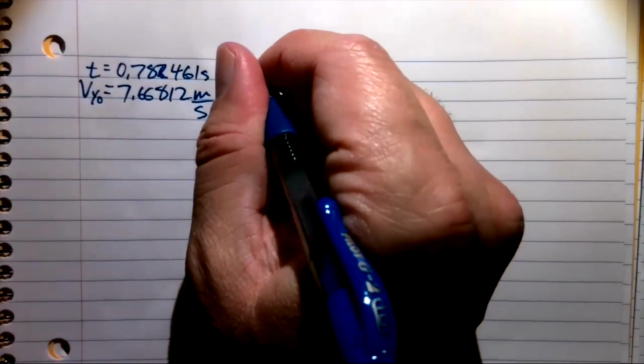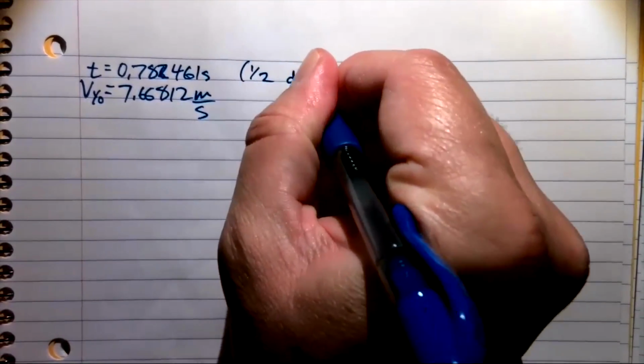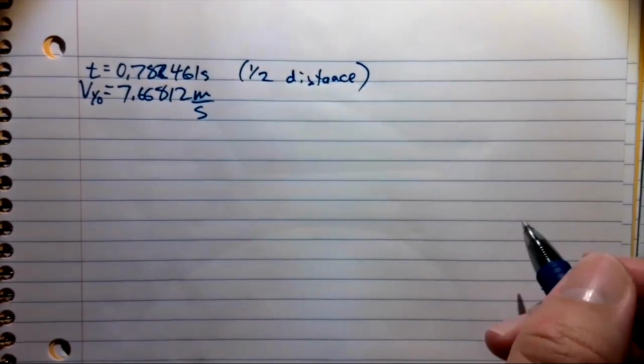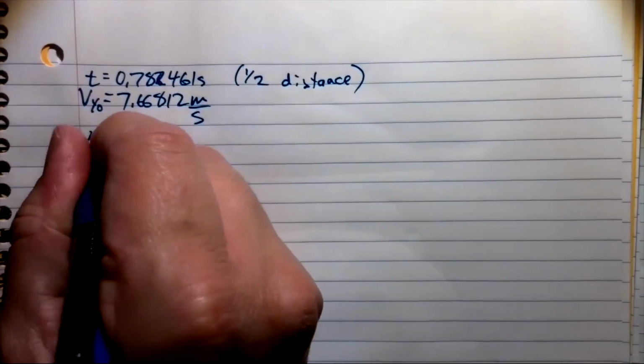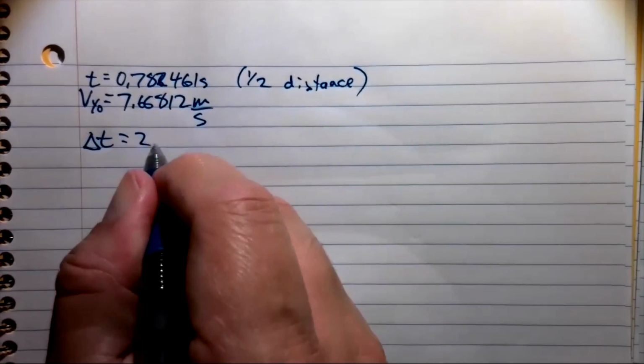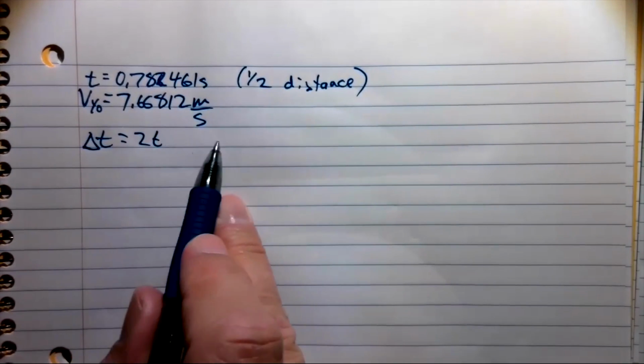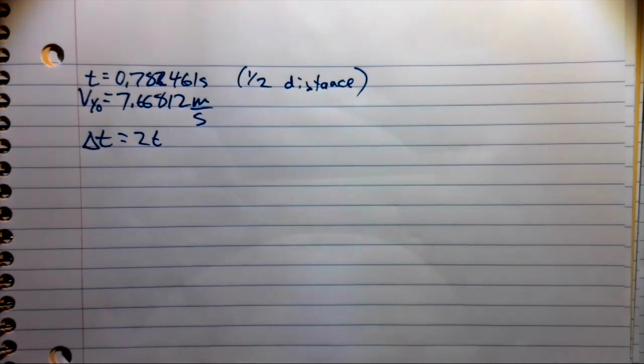So here's what we found so far. Our time is equal to 0.782461 seconds, and our Vy velocity is equal to 7.66812 meters per second. We're keeping these in there till the end so we don't get mistakes from our calculations. So now all that is left is to find Vx. And this is the time for half the distance. Okay, that means delta t is going to equal 2 times t. That's for the entire time of flight. That's where I messed up before.